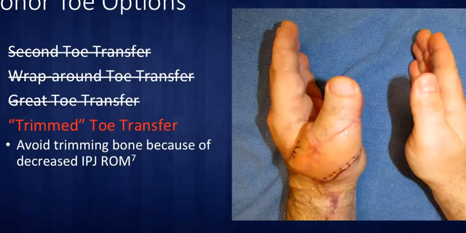And the reason I put trim in quotations is we don't use a traditional trim toe where we trim the bone. We avoid trimming the bone because that's been shown to decrease IP joint motion. And so really it's a soft tissue trimming. And I'll discuss that a little bit in greater detail.